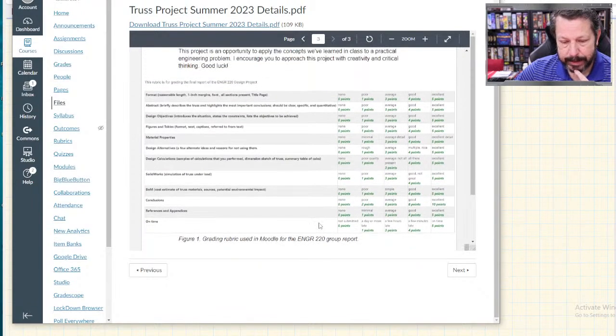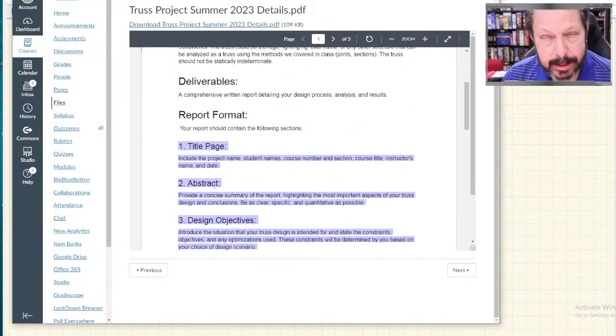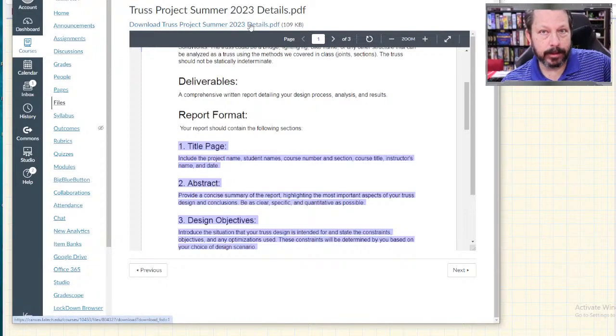It does not need to be a terribly lengthy, like 100-page report or anything. I think you can get all of this in 10 pages. Maybe you have 10 pages plus the title page, I don't know. But it's not going to be a terribly long thing.